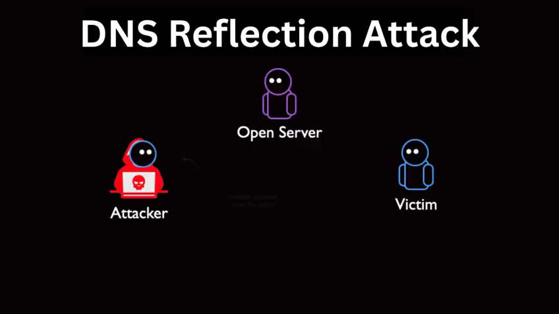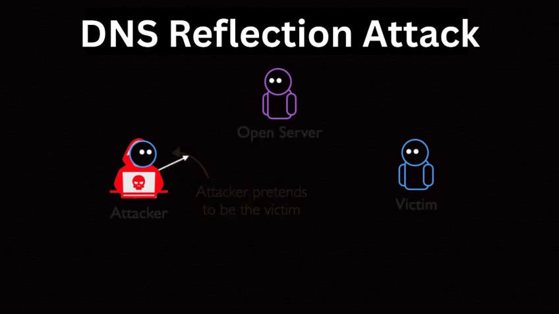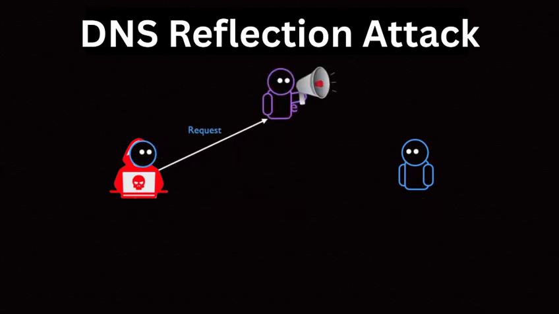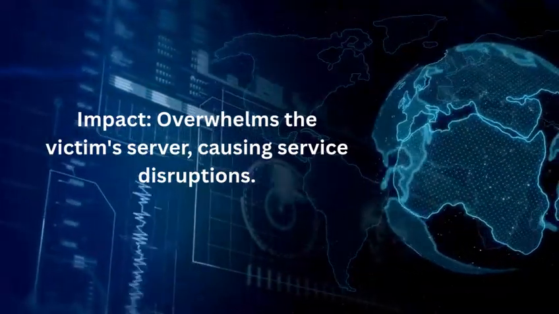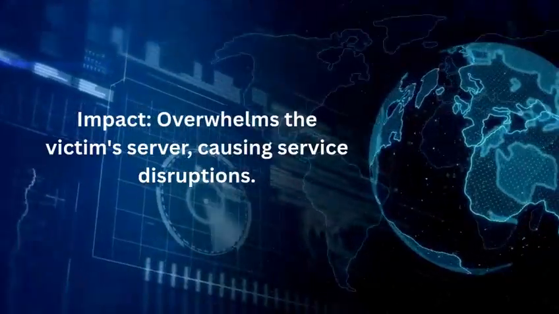DNS reflection attack. Similar to amplification attacks, but it uses spoofed requests to make the DNS server send responses to the victim's IP address. Impact: Overwhelms the victim's server, causing service disruptions.